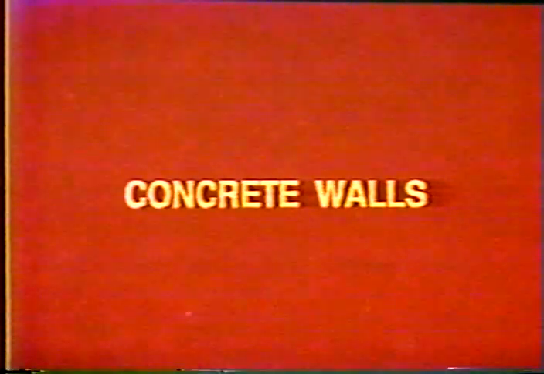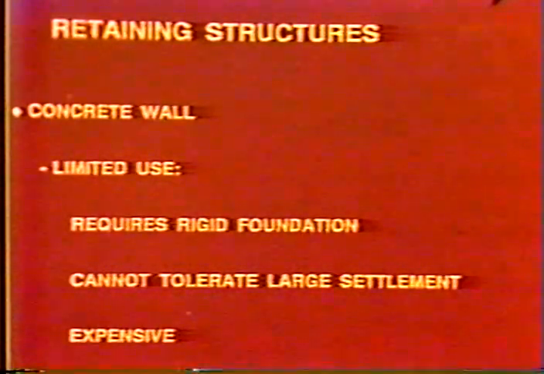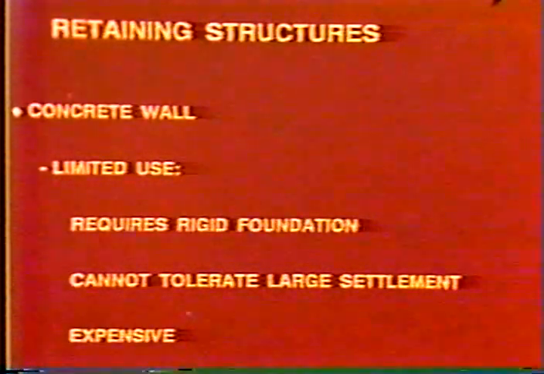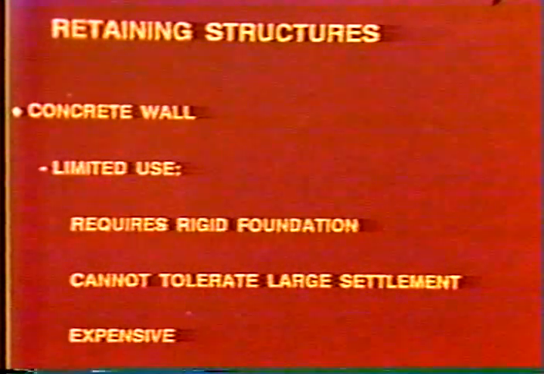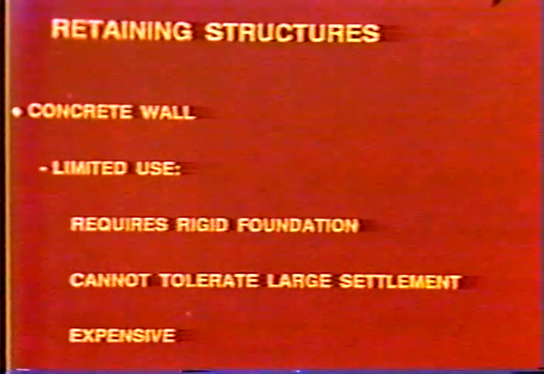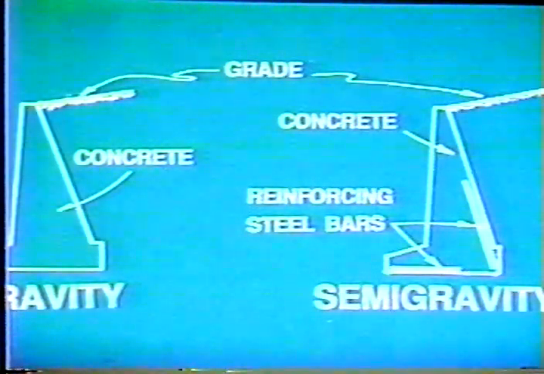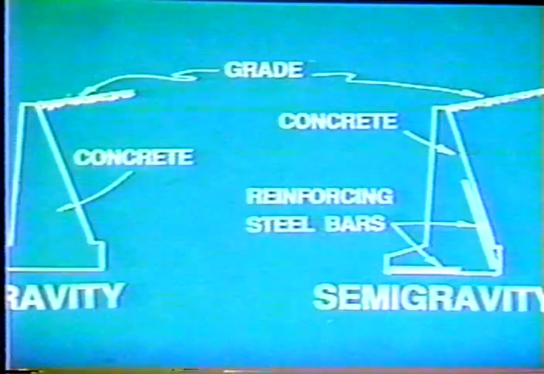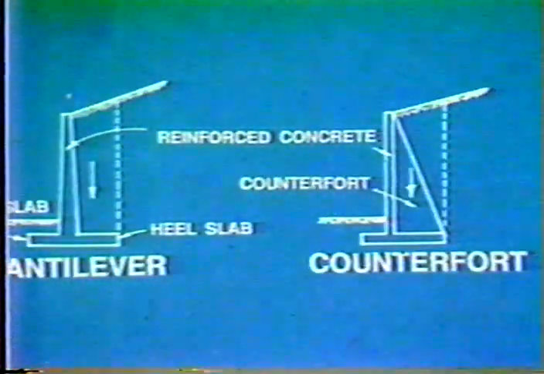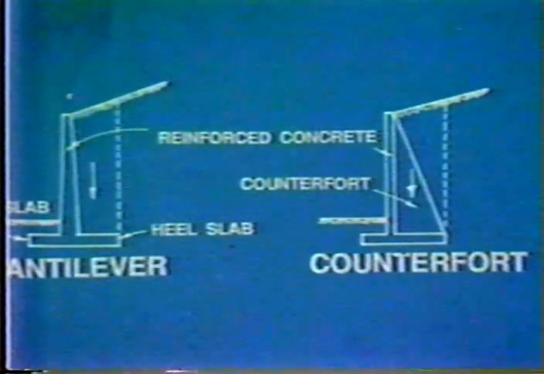Concrete walls, that's another method that's used. They have somewhat of a limited use in highways to some extent, because generally a retaining wall is a very rigid structure. It requires a rigid foundation. And the main thing is it cannot tolerate large settlement, and it's also rather expensive. There are different types of retaining walls: gravity types, semi-gravity, cantilever, and counterfort. Those are explained in the manual, and I won't go into detail here because I don't think it's important at this point. You can read them in the manual.